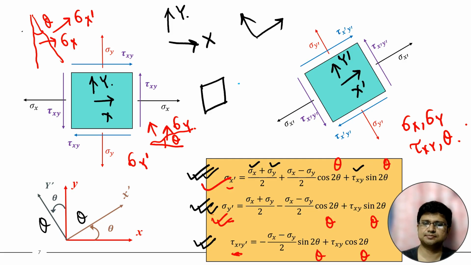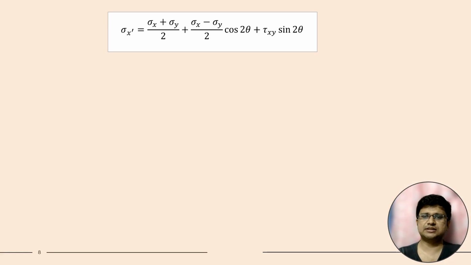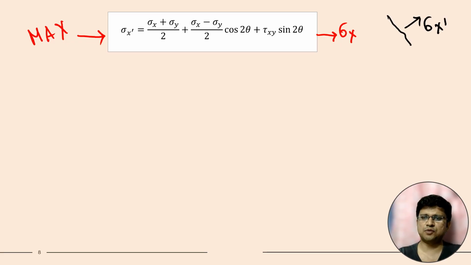Now, this particular thing is also very important: what is the maximum value of sigma x dash? Like I have already mentioned, suppose this is sigma x acting along the positive x direction, and suppose this is sigma x dash, which is at an angle of theta with respect to the vertical plane. So sigma x dash can be any value depending on the value of theta. If theta changes from 0 degree to any value, it can be more than 90 degree also.